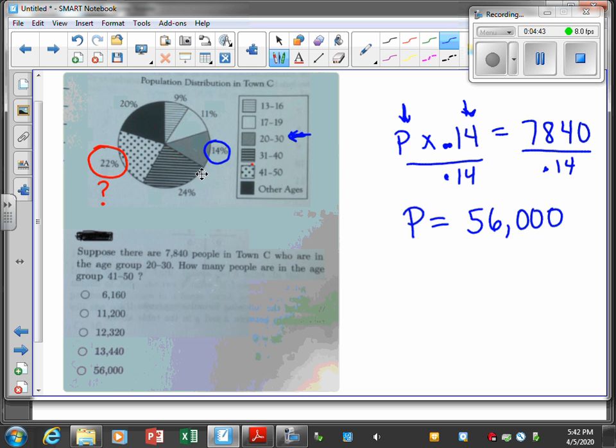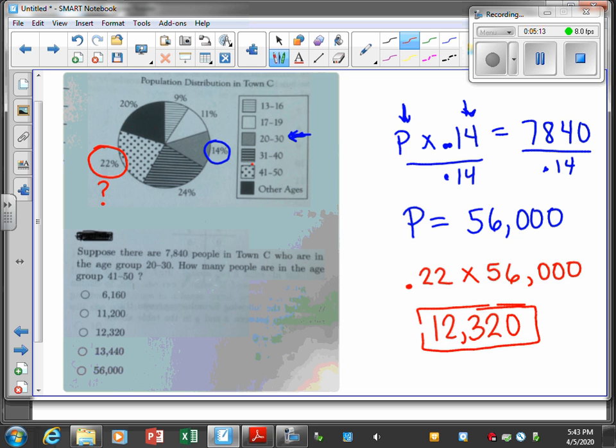Well, the question is, how many of those people are 22% of that? So then to find out the red portion, we would take 22%, which is 0.22 as a decimal, of the total people. Of means multiply, so we multiply those two out. So to get that calculation, put 0.22 times 56,000 in your calculator, and the number of people will be 12,320, which looks like this answer choice. So that's the number of people that are in the category 41 to 50.